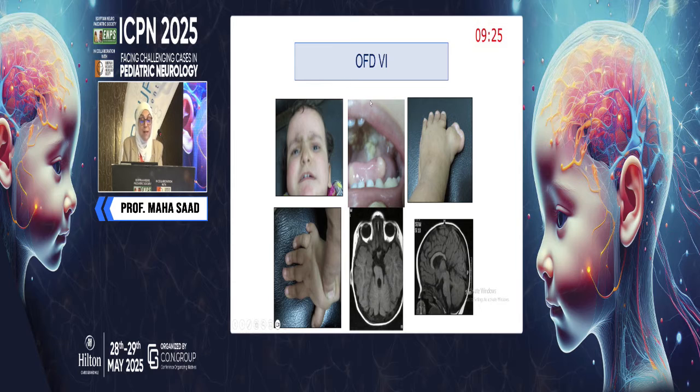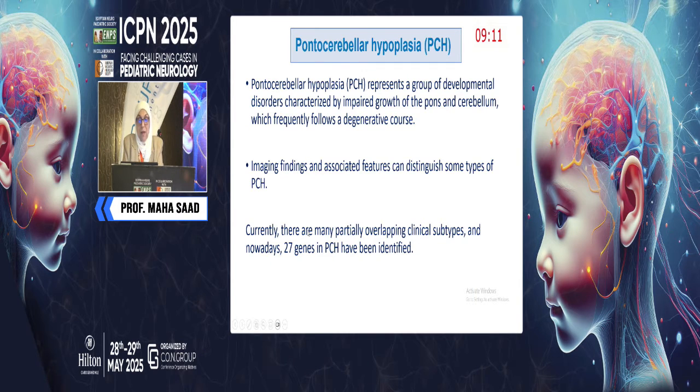This is one of the Joubert criteria, the OFD, orofacial digital type 6, in which we have preaxial polydactyly, the sublingual nodule, and the molar tooth sign with postaxial polydactyly here. Pontocerebellar hypoplasia is a group of developmental disorders characterized by impaired growth of the pons and cerebellum. It is frequently followed by neurodegeneration. That's why sometimes intrauterine we couldn't identify well that there is affection of the pons and cerebellum, because it's a neurodegeneration starting in early life.